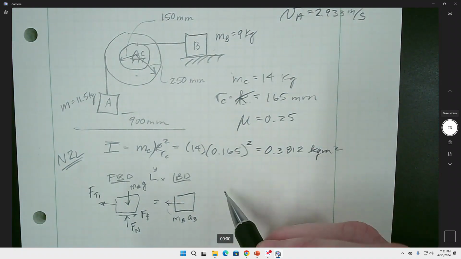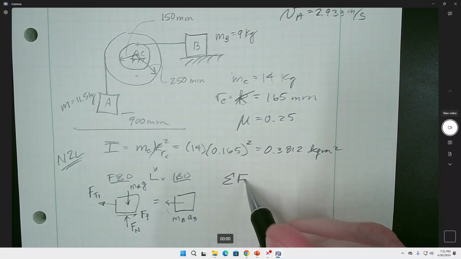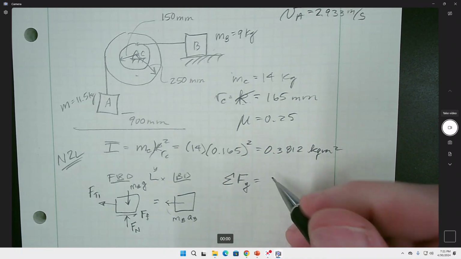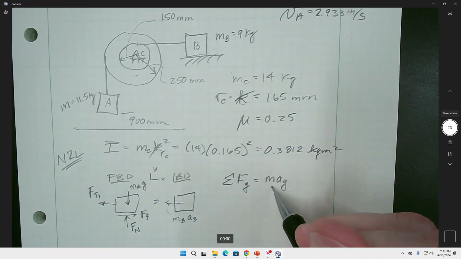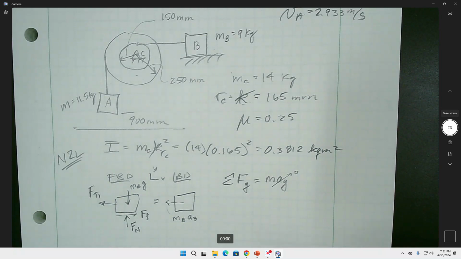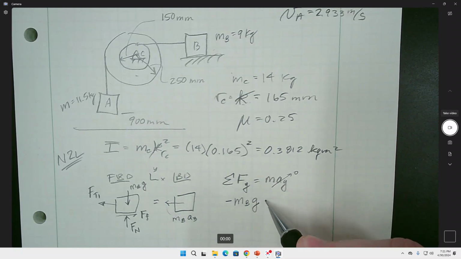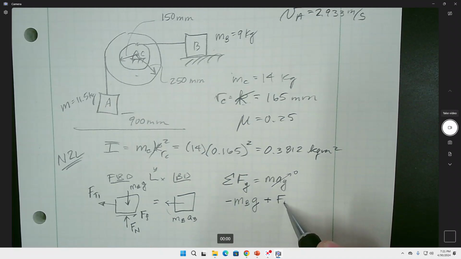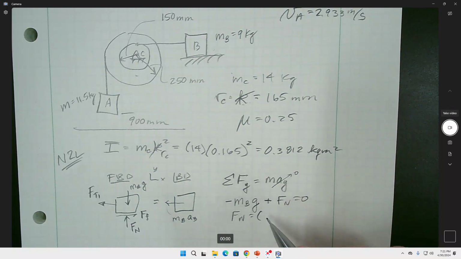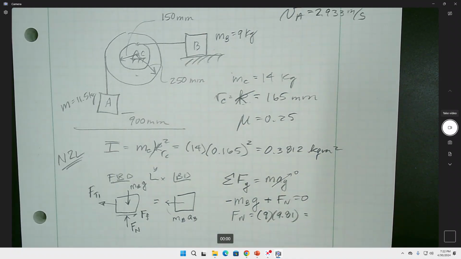Let's see, okay, a couple things in here. We go to the sum of the forces in the y direction equals mass times acceleration in the y direction. We can already see that that's going to be 0, since the only acceleration is in the x direction. So this is almost trivial: mg plus Fn equals 0. So Fn is equal to, I'll go ahead and put numbers in now, 9 times 9.81, and we get 88.29.